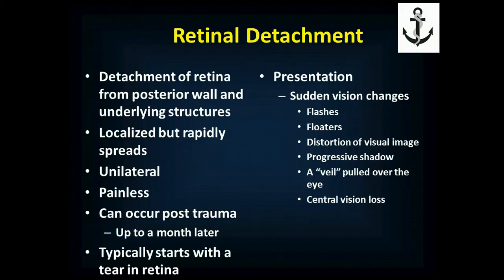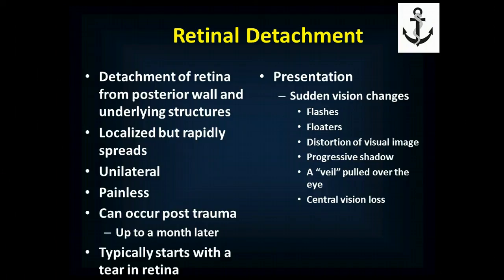And so it starts locally, maybe with a small tear or with a buckle, but then rapidly spreads as it pulls off the wall. It's typically unilateral, although it can be bilateral. It's painless because there's no trauma or inflammation. It's just this layer peeling off the inner wall into the posterior chamber.